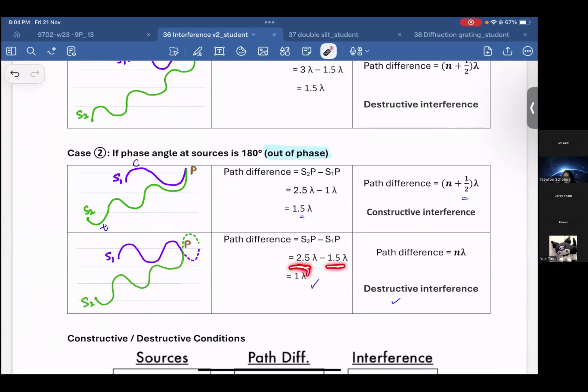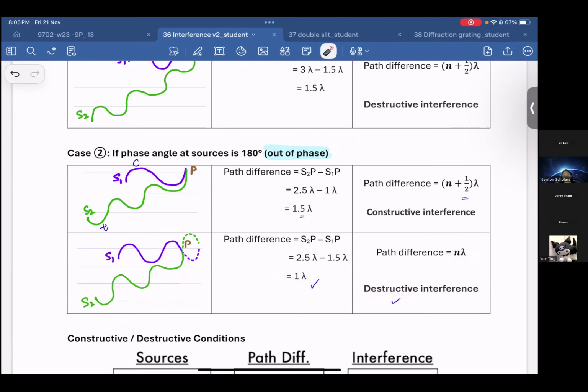2.5 minus 1.5, you get a whole number. Look at this diagram. I come out with a crest, you come out with a trough. We are 180 degrees out of phase. When we meet up at point P, can you see that? Crest meets trough, so I get destructive interference. So for out of phase sources, when they have a path difference of a whole number of wavelengths, they produce destructive interference.